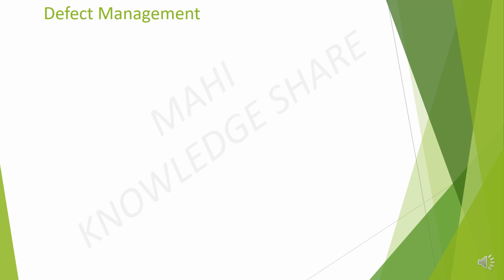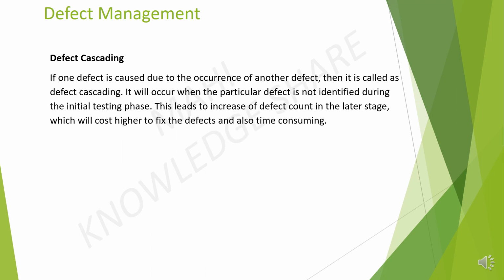Define defect cascading. If one defect is caused due to the occurrence of another defect, then it is called defect cascading. It will occur when the particular defect is not identified during the initial testing phase. This leads to an increase of defect count in the later stage, which will cost more to fix and is also time consuming.